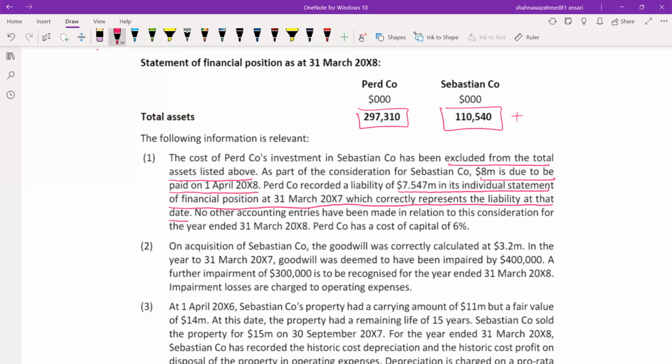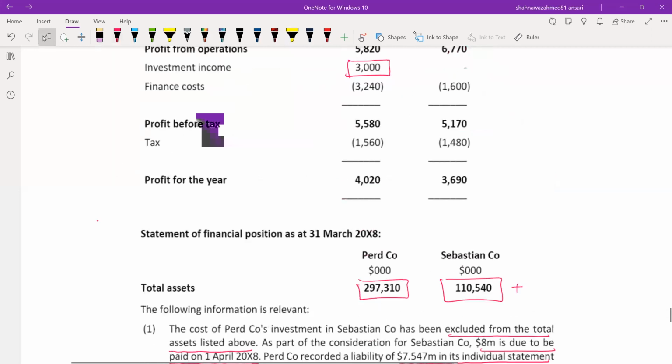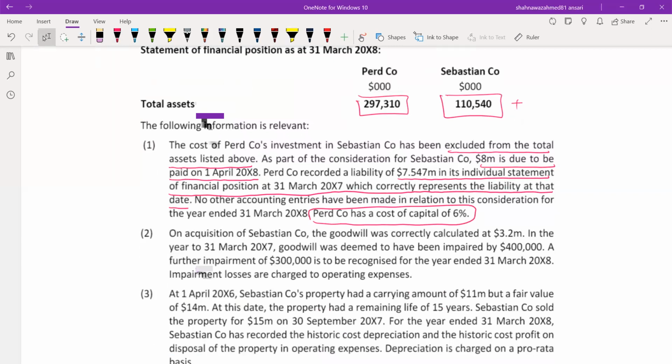P has a cost of capital of 6%. So acquisition is on 1st April 20x6. Payment is to be made on 1st April 20x8, 8 million. So this is deferred consideration. And after 1 year, the liability reported is 7.547. So what do we need to do against this?